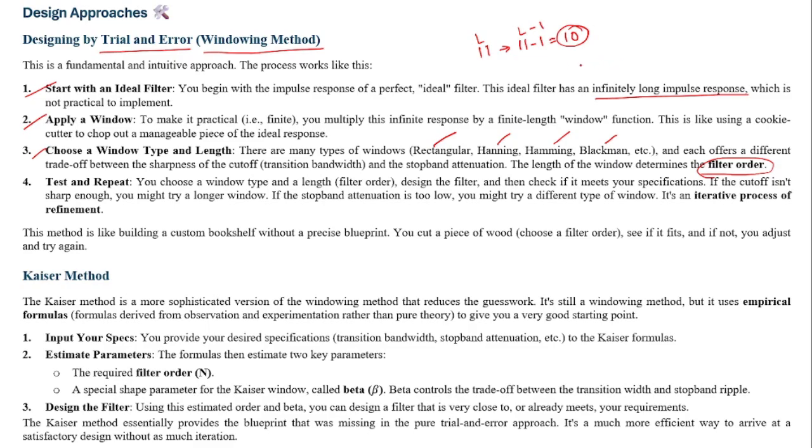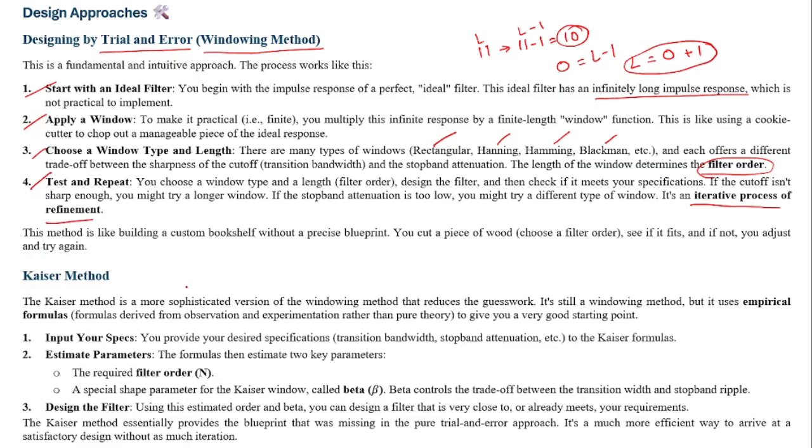On the other hand, if we are given the order of the filter, the length is given by order plus 1, or the order is given by N minus 1. Once you have designed this, you have to test and repeat the iterations by varying the filter order, that means the length of the window, and you can also vary the window type, and find out which one is giving you the better result. Hence it is an iterative process of refinement.